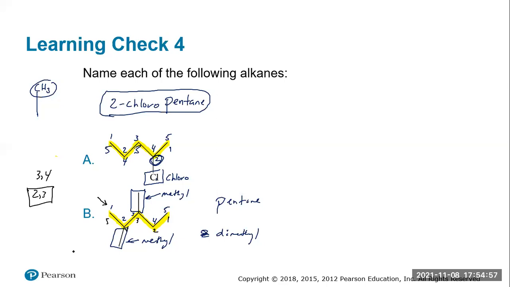So putting all that together, that's going to be 2,3, with a comma between the two numbers, dash dimethyl for the 2 methyl groups that are in the compound. And lastly, our pentane there at the end. Any questions on that name there?